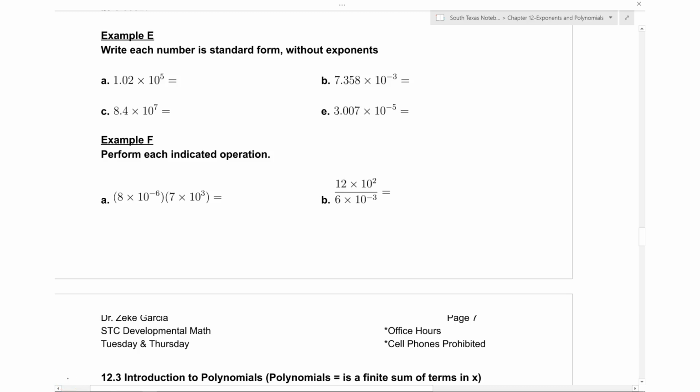For example E, we're going to write the following in standard form without exponents. So we have 1.02, and you notice that the exponent is positive, so we're going to go to the right 5 spaces. We have 1, 2, 3, 4, 5, and just add your zeros. And so we have 1, 2, 3, comma, that's 102,000, okay?